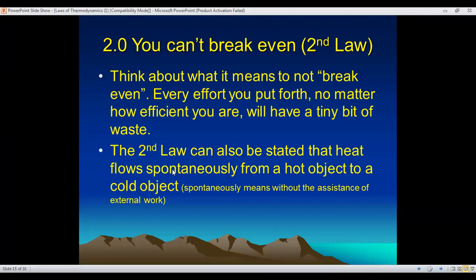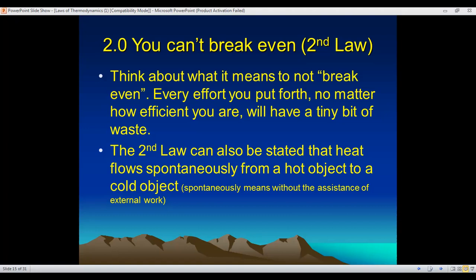Okay, the second law can also be stated as: heat flows spontaneously from a hot object to a cold object. Means what happens? If we are not applying any external effort, what is the natural flow? The heat always flows from the hot one to the cold one.